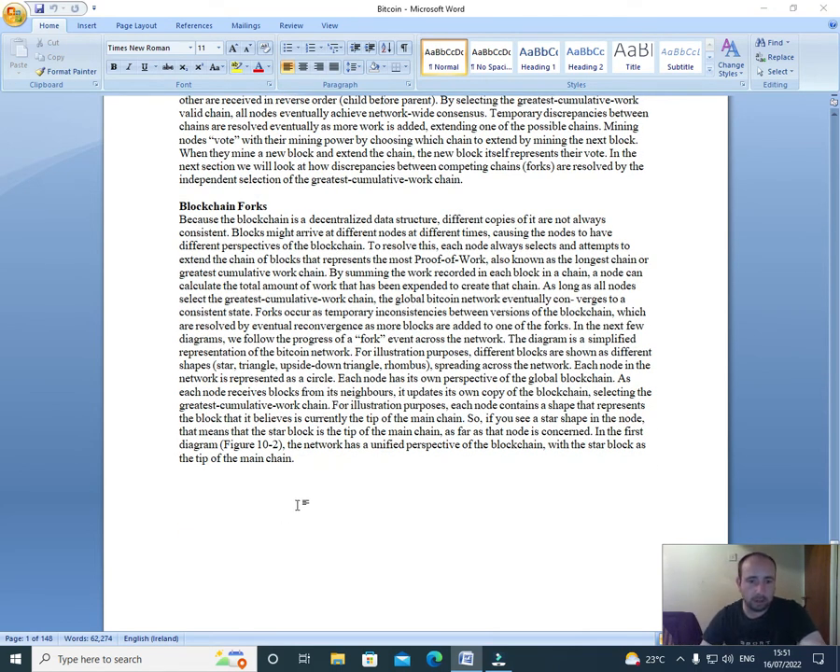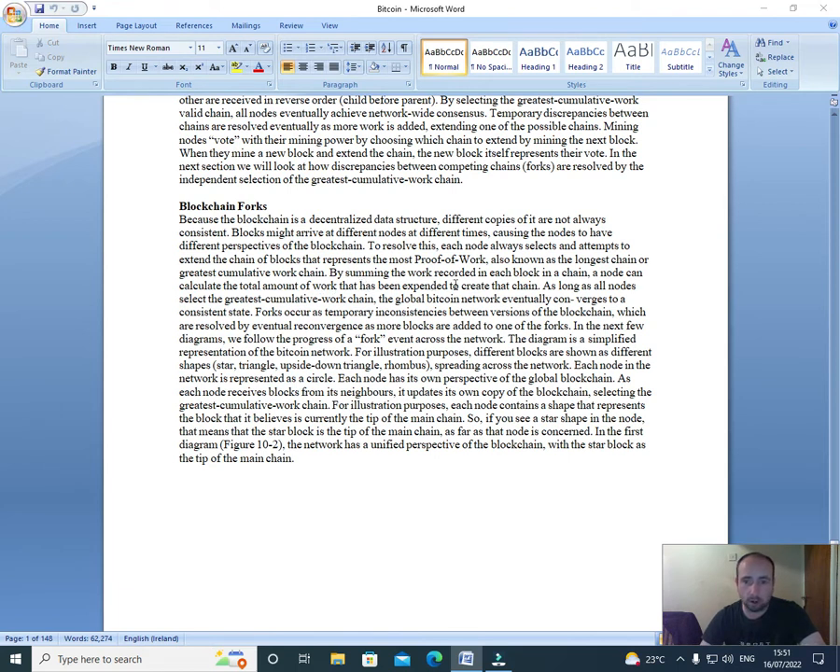Blockchain forks. Because the blockchain is a decentralized data structure, different copies of it are not always consistent. Blocks might arrive at different nodes at different times, causing the nodes to have different perspectives of the blockchain. To resolve this, each node always selects and attempts to extend the chain of blocks that represents the most proof of work, also known as the longest chain or greatest cumulative work chain.